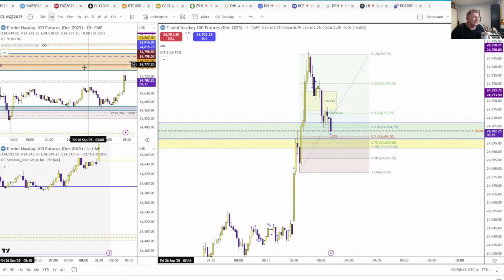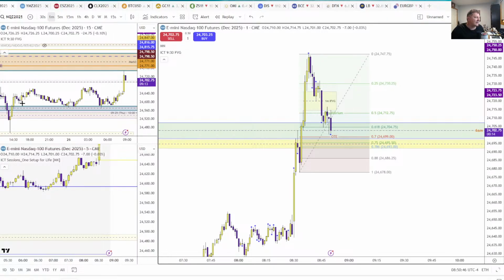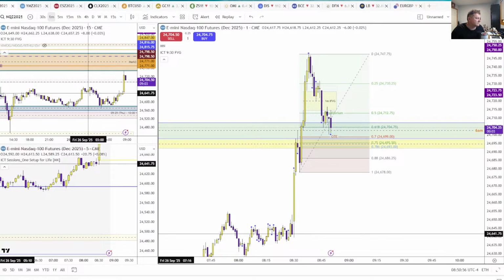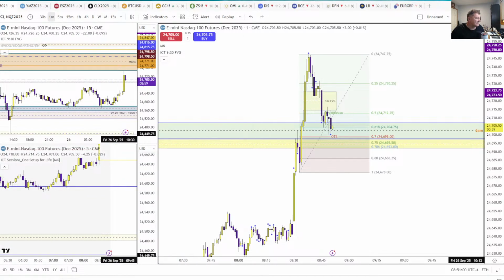I like this little bounce off this 3 a.m. candle. I want to put in the new 3 a.m. candle. Oh, there's a lot of overlap there, hey?